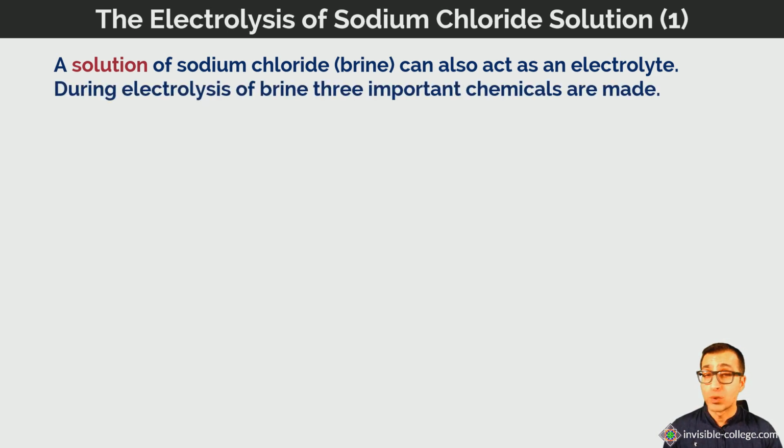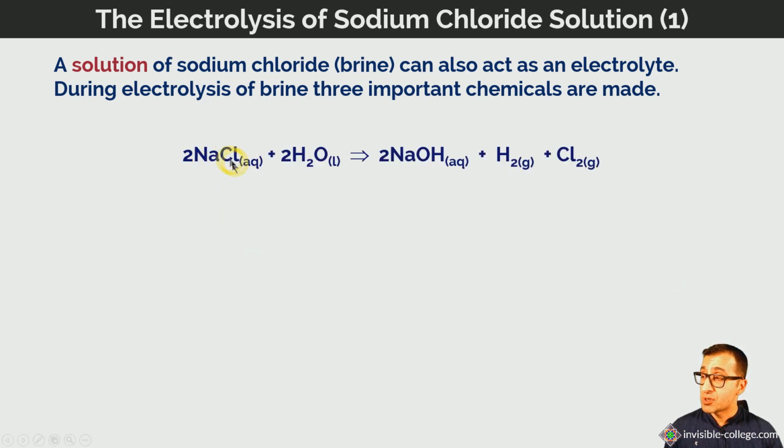So here is the overall equation that describes what's going on. In this case, you don't just have sodium chloride present, you also have water molecules which are present in the sodium chloride solution. These will also react in the electrolysis, as we'll see. So in this case, you form sodium hydroxide in aqueous solution, you form hydrogen gas, and you form chlorine gas.